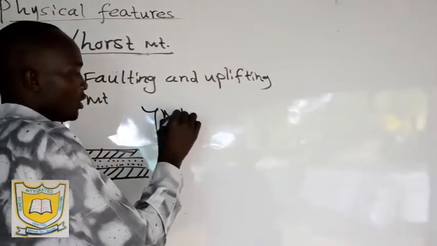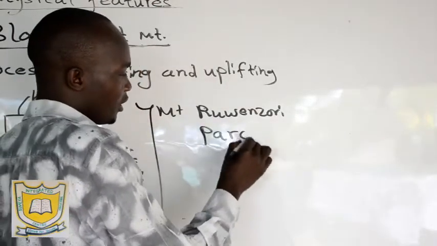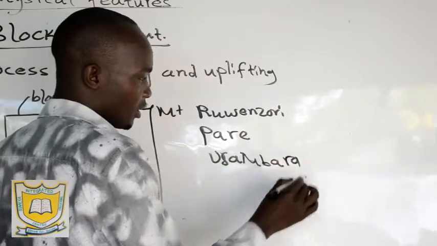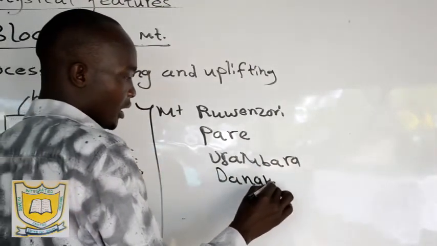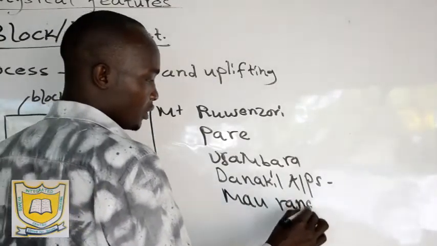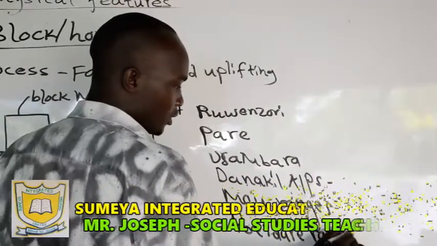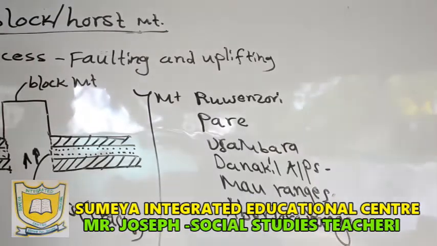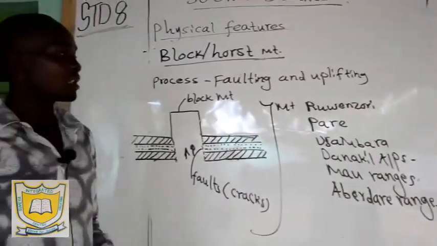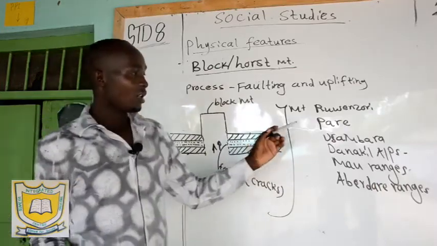We have Mount Ruwenzori, Pare, Usambara. Then we have Dunkil Alps, which is found in Ethiopia. And then we have the Mau Ranges in Kenya. And then we have the Aberdare Range. So Ruwenzori, Pare, Usambara, Dunkil Alps, Mau Ranges, Aberdare Range. So these are examples of block mountains in Africa. And most of these are found in East Africa.